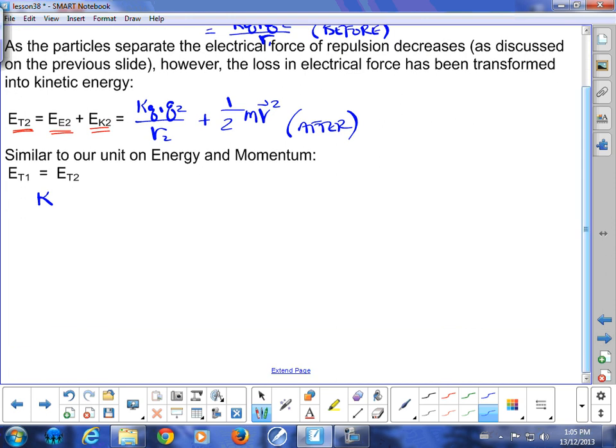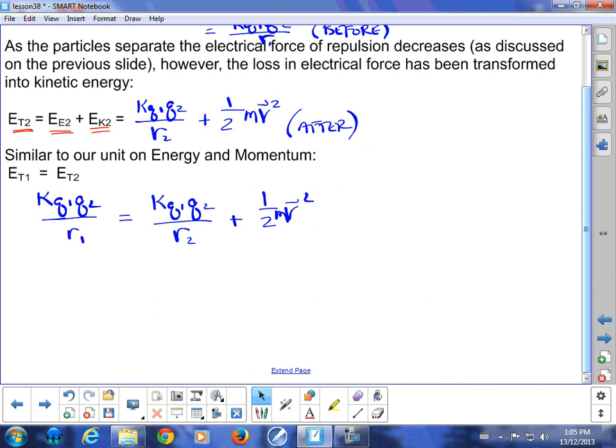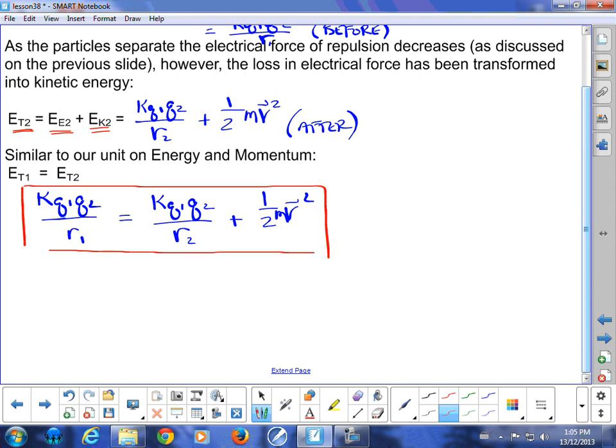So before, all the energy was stored as electrical potential energy, kQ1Q2 over r1. Then when we let that particle go, it transforms into still some electric potential energy at a new location, plus kinetic energy, 1/2 mv squared. So we can leave that formula in that format. This is probably a formula that you'll need for the homework.